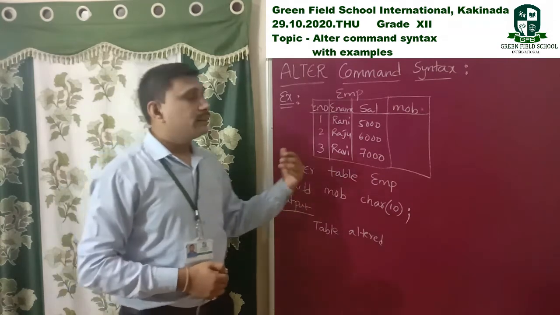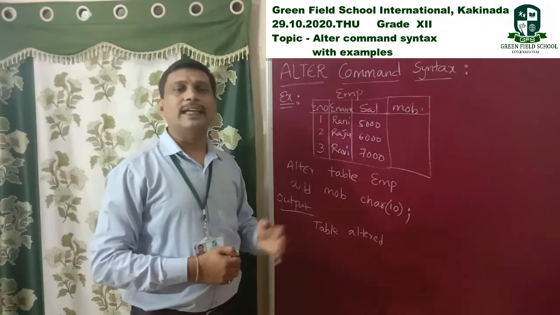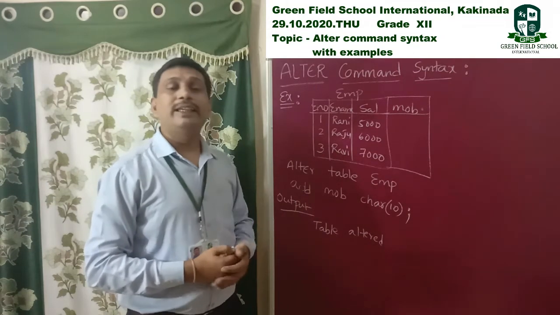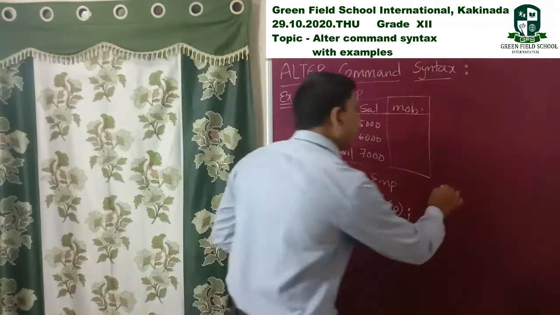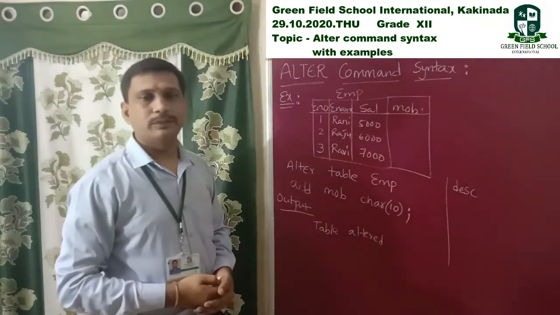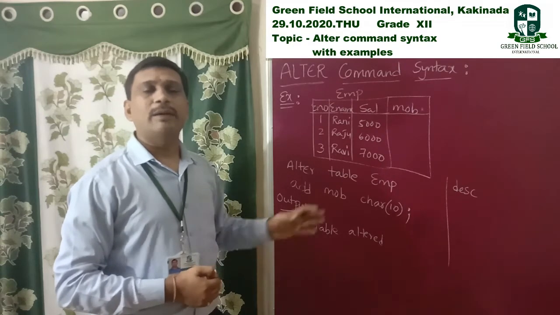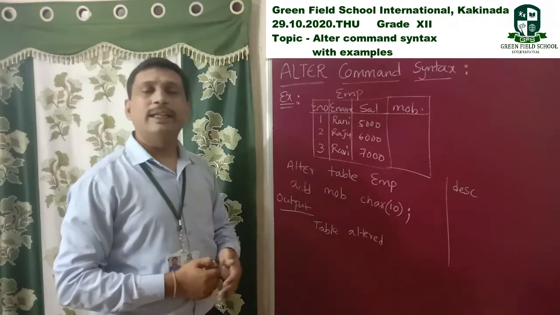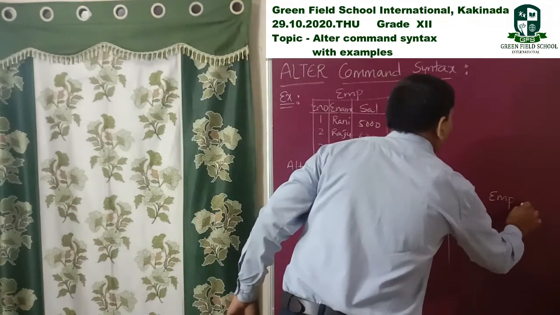So how can this alteration be verified? We check that alteration by using the DESC command. DESC means describe. It describes the entire database structure or schema of that particular table. So DESC, which table? EMP semicolon.